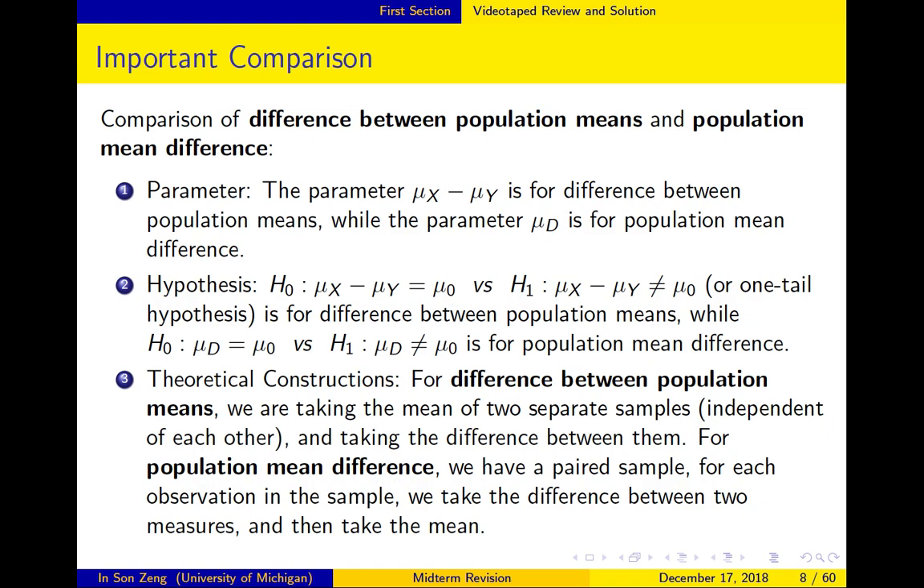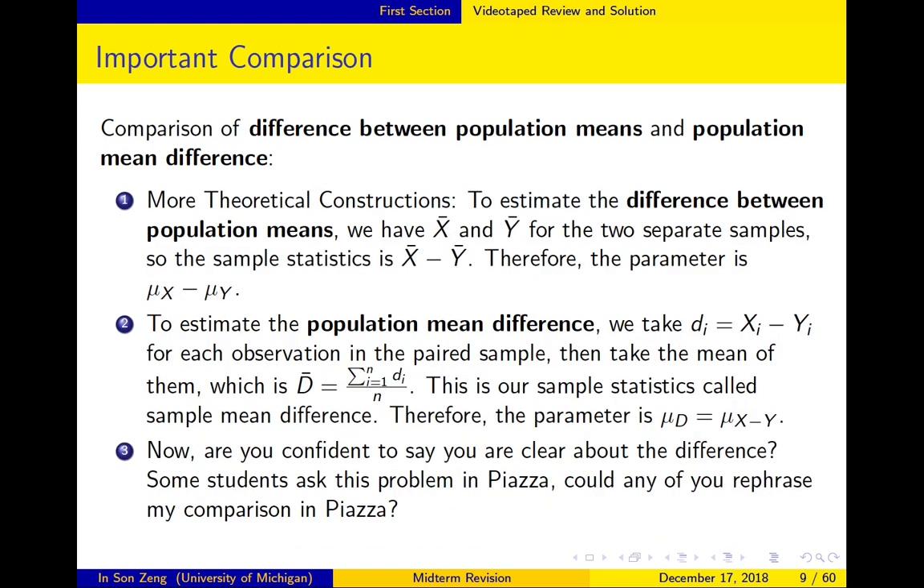We say, oh, we have the x bar for the first sample and y bar for the second sample, and then we take the difference between those means. For the population mean difference, we have a paired sample, so we should have the same sample size for the two samples. And then for each observation in the sample, we should take the difference between the two measures and then take the mean.